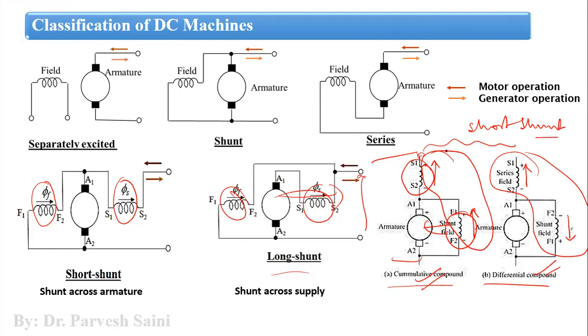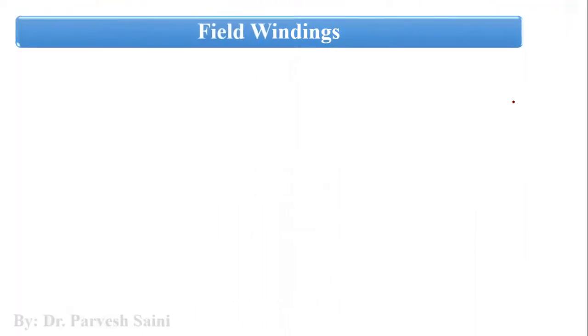For generator, the current will always be outside. For motor, the current will always be towards the armature, right? So now this is what you can see. If the current is towards the armature, it is a motor operation. If current is outside, it is a generator operation. Okay. Now let us come to the next slide.